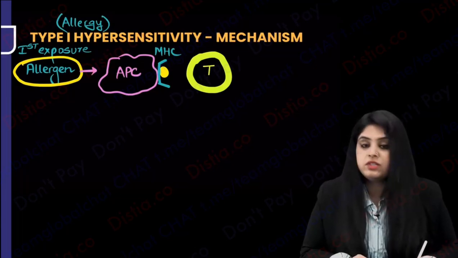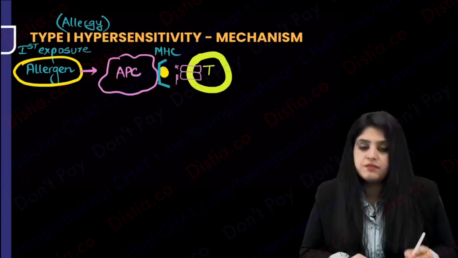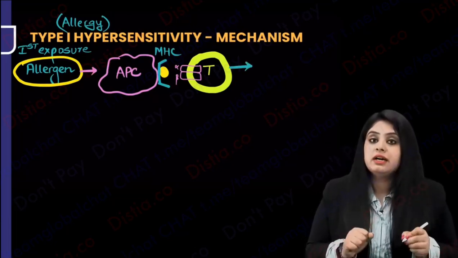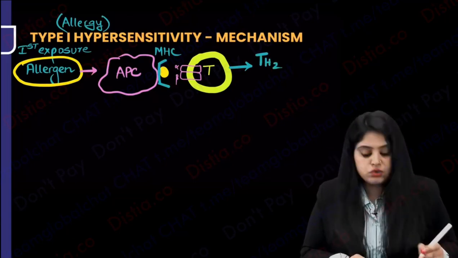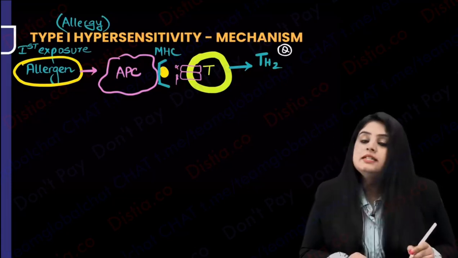Now here the story changes. Tell me, what receptor does the T cell have? That also you know. It has an alpha beta receptor. We've already done this also. Which T cell am I talking about now? This T cell will differentiate into Th2 cells. So in this entire story, the only thing that you had to learn was the Th2 cell.